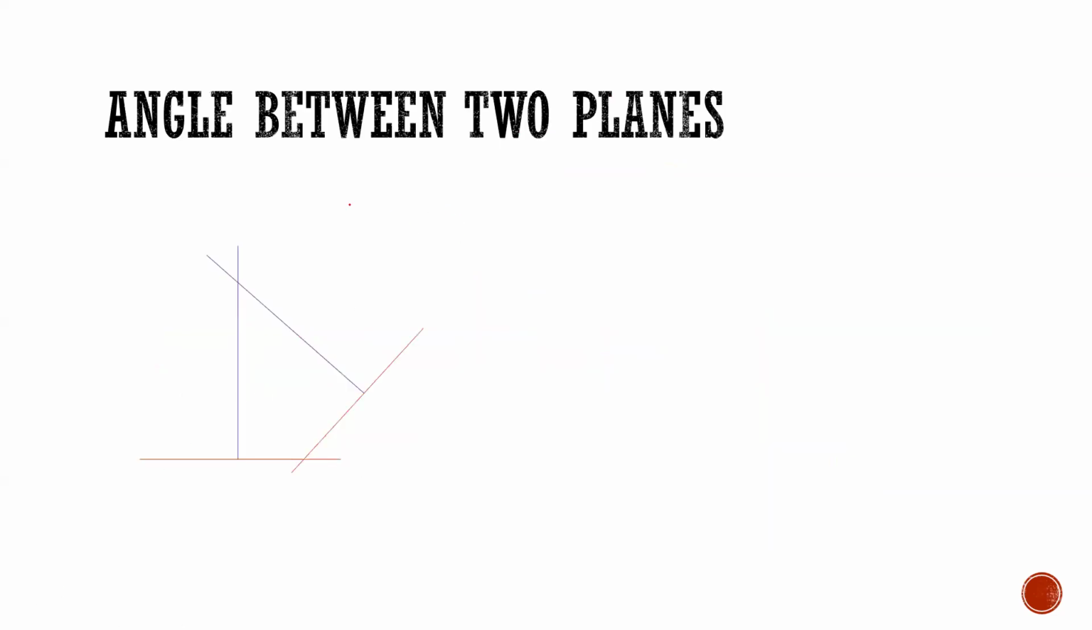Okay, how do we get the angle between two planes? If these are our two planes right here, of course we're looking at them from the side, so we can't see the face of the planes, and these are their normals. So we have this as n1 and that as n2. The angle between the planes, the acute angle, is that angle right there, theta.